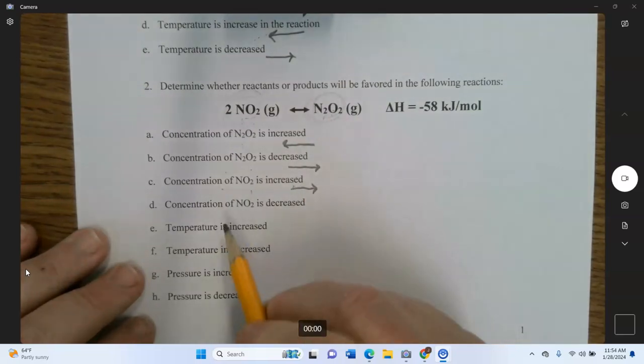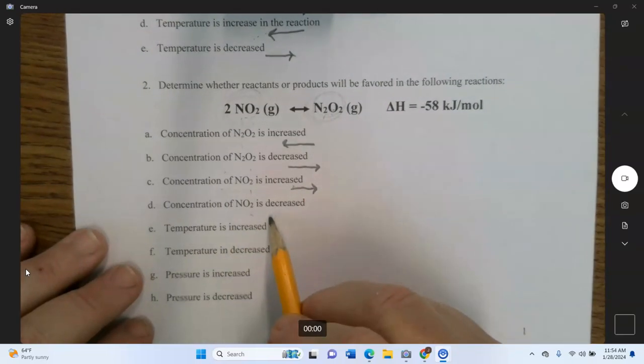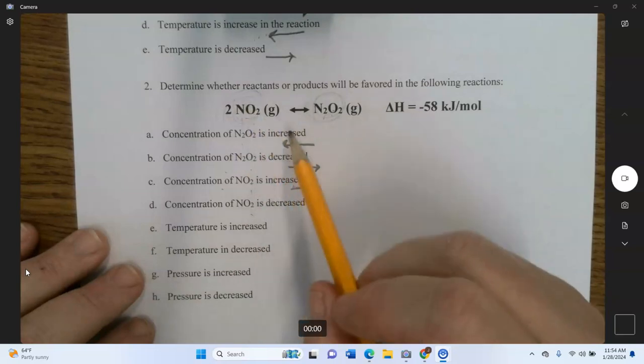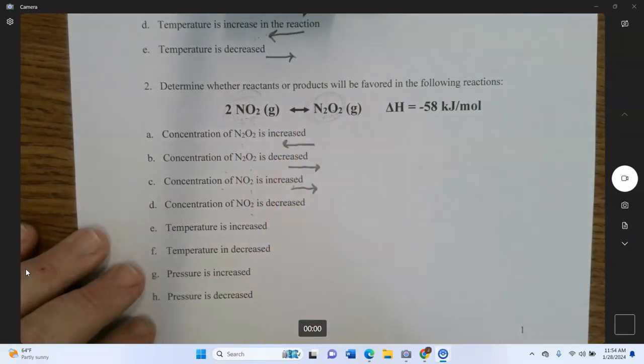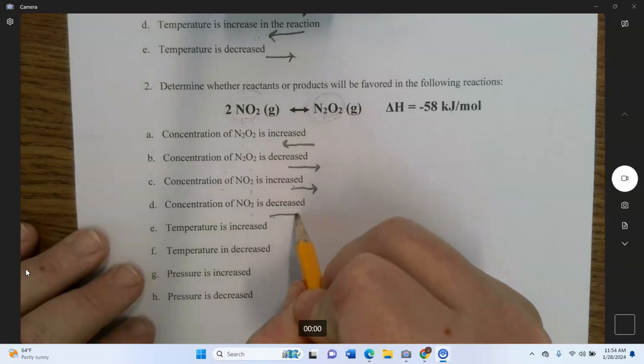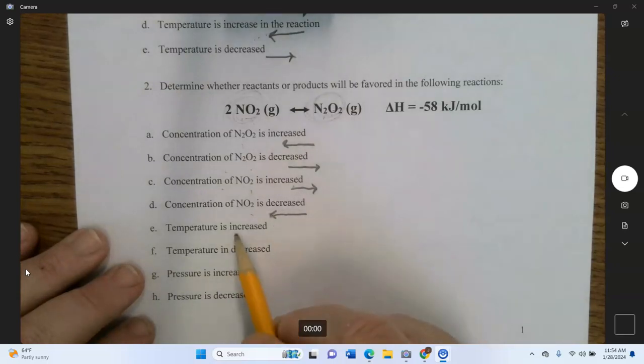Favors products. Concentration of NO2 is decreased. That makes this room less crowded, so the people want to flow back to the left. That favors reactants. Temperature is increased.